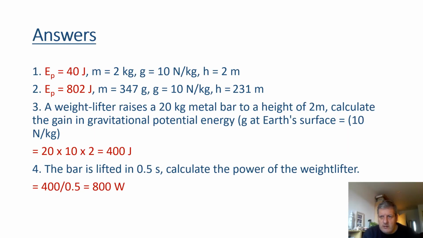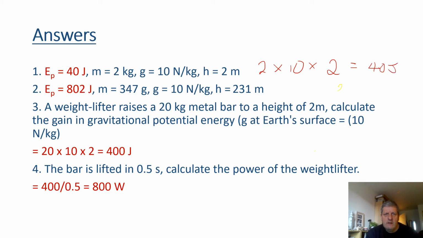So here are the answers to those, shown in red there. Mark your own work and check the units are correct, and well done if you've got all of these right. I'm just going to quickly run through how to do each of these. The first one is asking us to calculate the energy in the gravitational store, so we use the equation m times g times h. So it's going to be 2 kilograms times 10 times 2, and that gives us an answer of 40 joules.